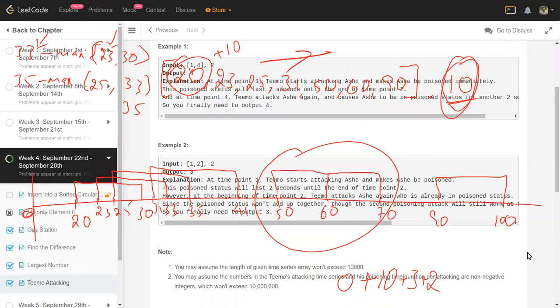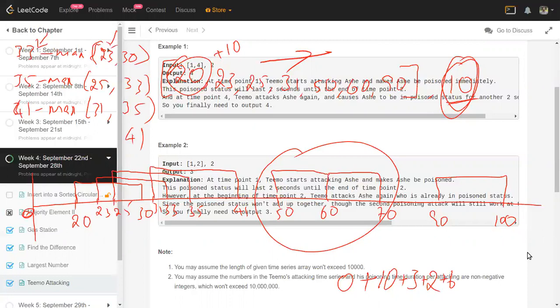The next one starts at 31. That's going to end at 41. 41 minus max of 31 comma 35, which is only 6. So I'm going to add 6, right? Now 41 is the ending of the last time interval.